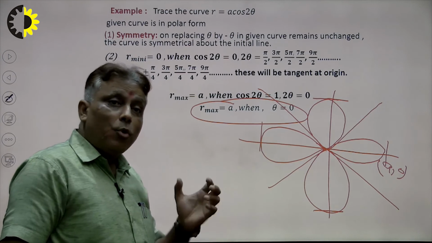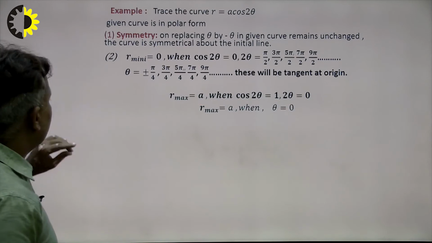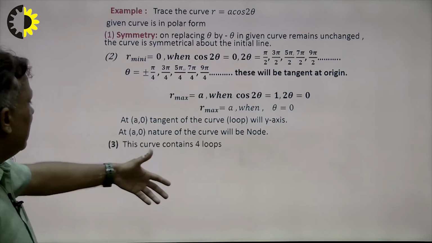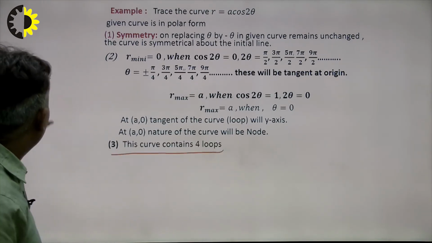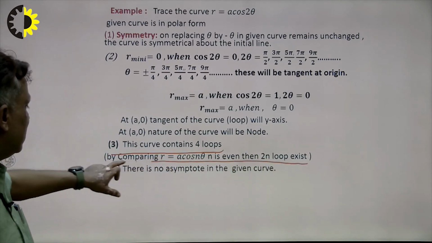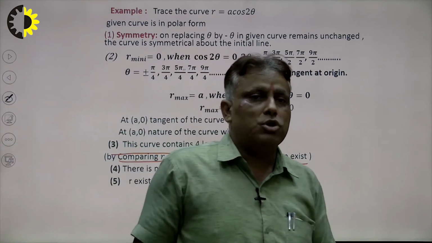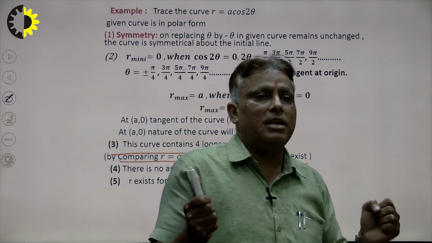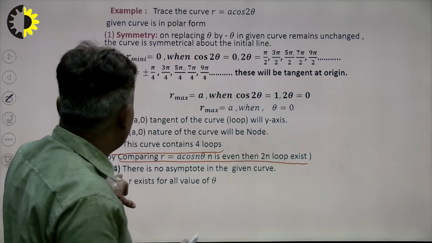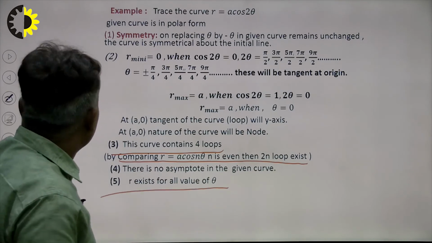So the polar form is easier than the Cartesian form. In this way we can solve our problem. Here the point (a, 0) exists, and I write each and every step. We explain here that there are 4 loops. Why? I explained initially: note that loops exist with 2n when n is even. In this way we find it, and there is no asymptote in the polar form because of r cos theta and r sin theta. Suppose I write r square, there exists a circle, sin square theta plus cos square theta is equal to 1. So there is no asymptote in the case of polar form. And r exists for all real values of theta.